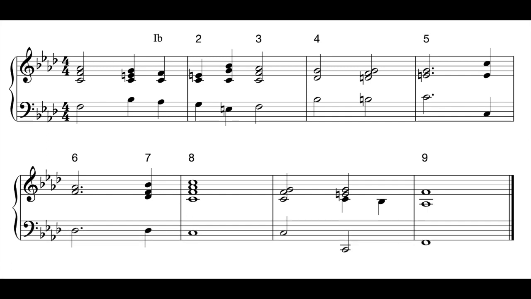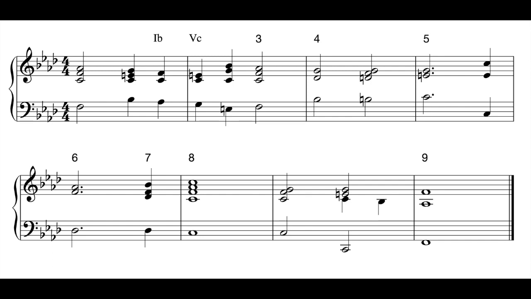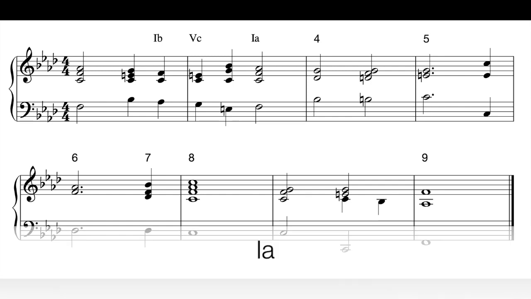Chord 2, G, C and E natural. This has to be a dominant chord, therefore 5. But the bass note is G, so this is second inversion. Chord 3, 2 Fs, an A flat and a C. A tonic chord 1 with F in the bass, therefore 1A.